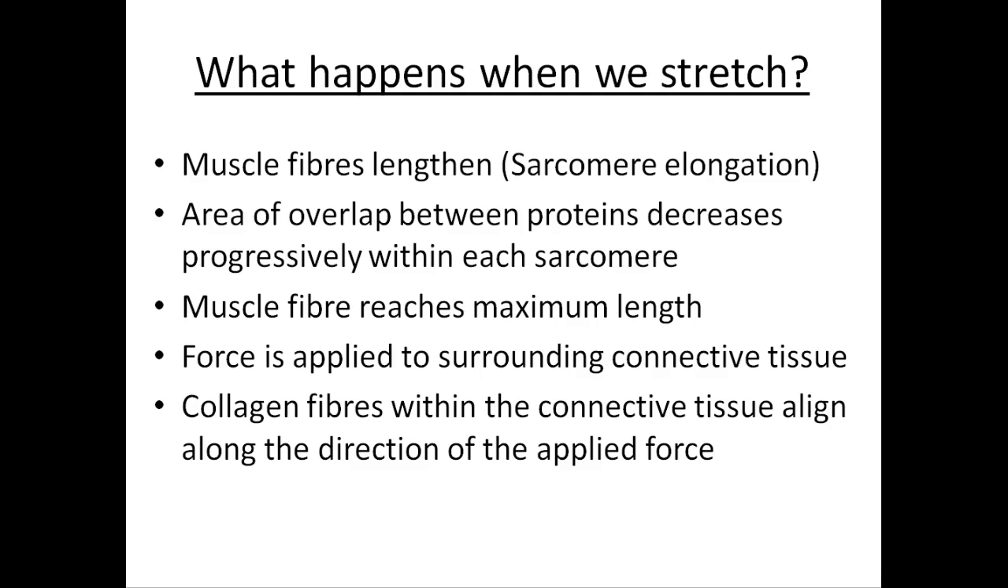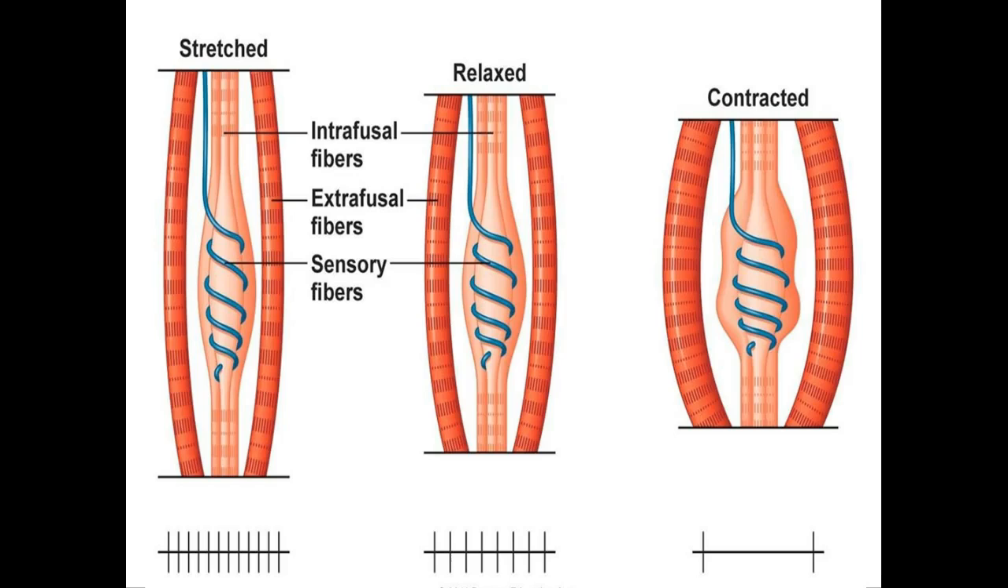So what happens when we stretch? The muscle fibre is going to lengthen. We've got sarcomere elongation. The area of overlap between proteins decreases progressively within each sarcomere. Muscle fibres reach maximum length. Force is applied to the surrounding connective tissue. Collagen fibres within the connective tissue align along the direction of the force that is applied. So this is important that we get the direction of stretch correct. Here we can see a muscle that's being contracted and a muscle that's being stretched, and in the middle it's relaxed.